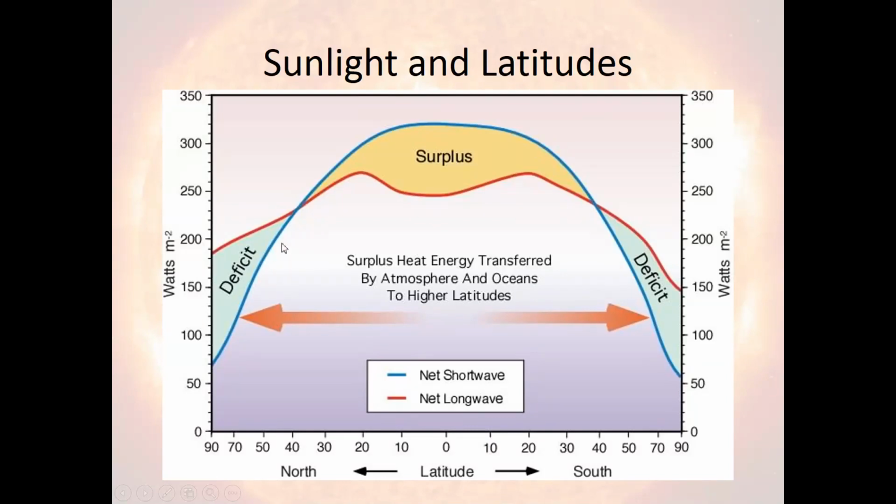However, as I said in a previous video, Mother Nature doesn't like imbalance. As a result, surplus heat is actually transferred from near the equator to higher latitudes. How does this happen? We're going to talk about it in several weeks when we talk about global circulation. But this right here is one of the single greatest causes of all of our weather, this imbalance of heat.